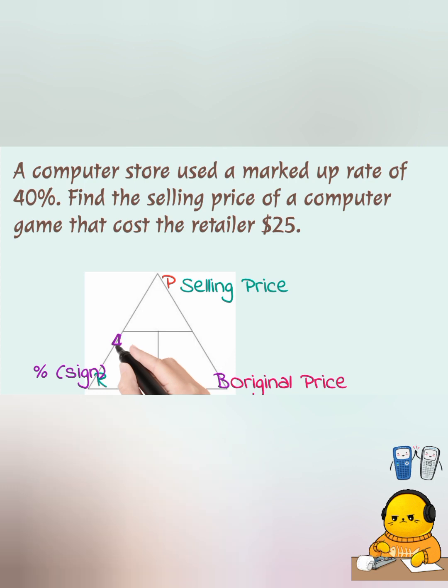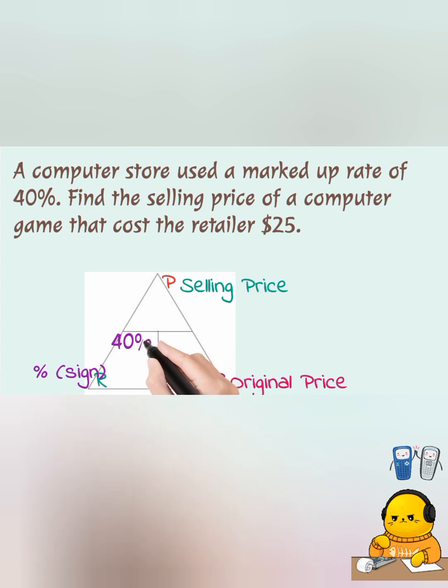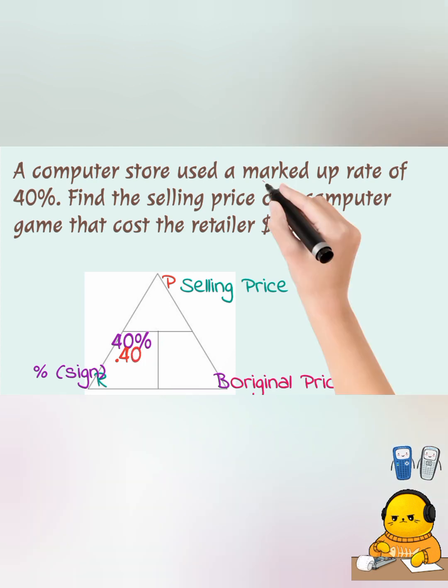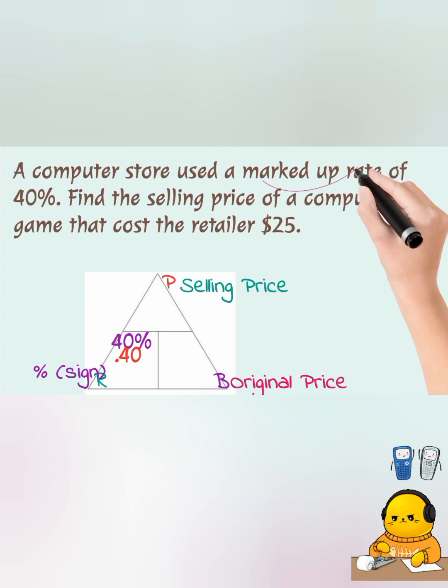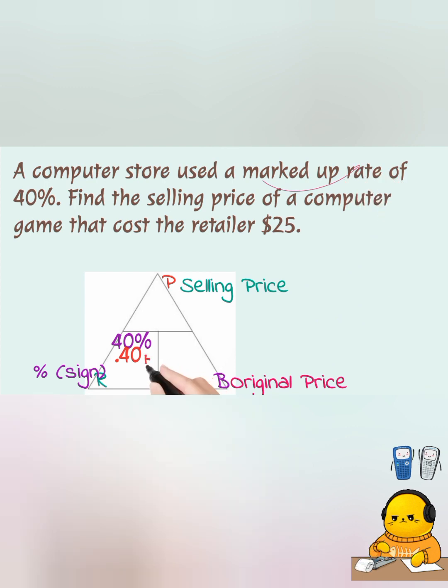From the word problem, a computer store used a markup rate of 40%. So we will put here the 40% as we can see the percent sign. So we will make it into decimal form. It is 0.40. As we can see, the word used from the statement is markup rate, so it is plus 1. So 0.40 plus 1 equals 1.40.